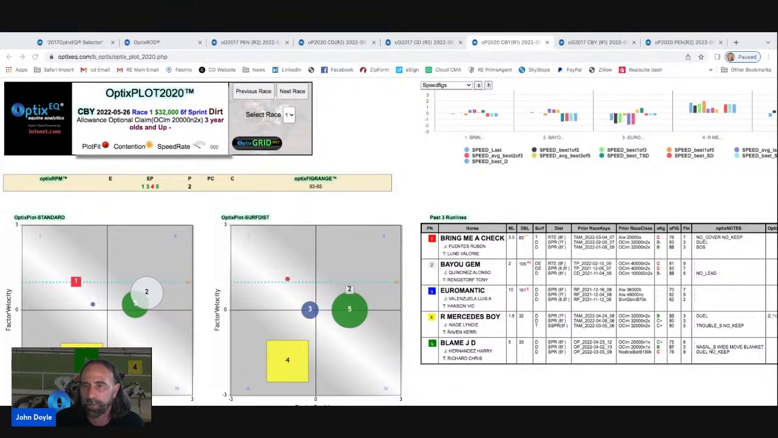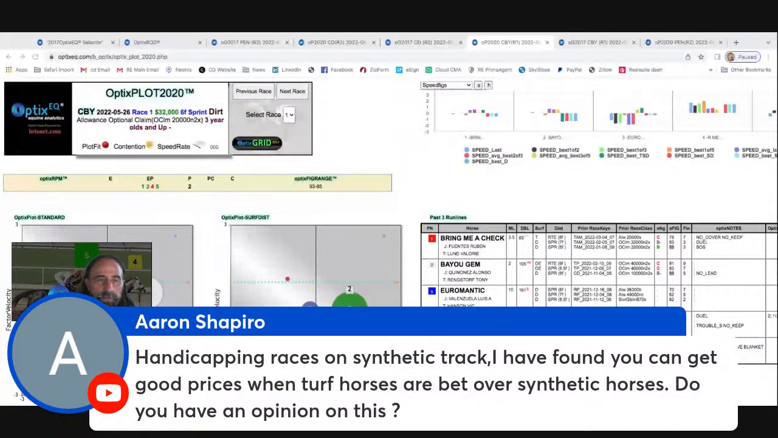Okay, yeah. So on races on synthetic, I have found you can get good prices when turf horses are bet over synthetic horses. Well, here's the question from Aaron, good buddy. Yeah, handicap race. I think there's an opportunity in synthetics. I've been starting to do notes for Gulfstream about a month ago, and I just think there's lots of opportunity with synthetic. I like the synthetic racing there. It's a little bit different than I've experienced elsewhere.